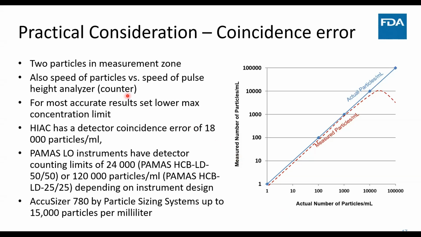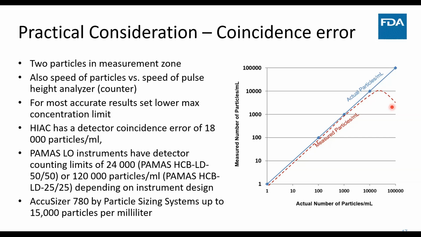It also depends on the speed of the particles versus the speed of the pulse height analyzer, right? How quickly our instrument is able to convert our pulses to a particle count would also affect the risk of having coincidence error relative to the speed of the particles. In the figure on the right, you see that as the particle count goes high, we start to have a drop in our measured particle count because of coincidence error. Different instruments have different upper limits for coincidence error, ranging from as low as about 24,000 particles per mL to as high as 120,000 particles.